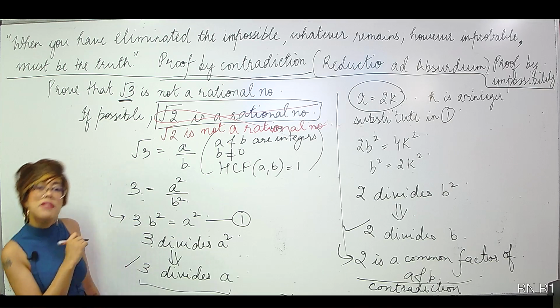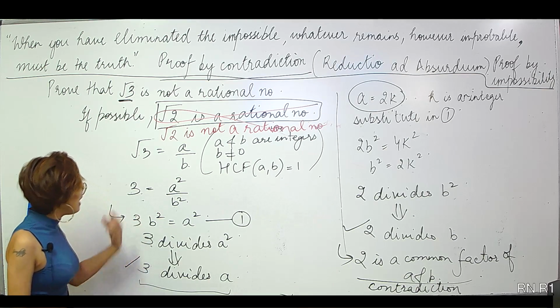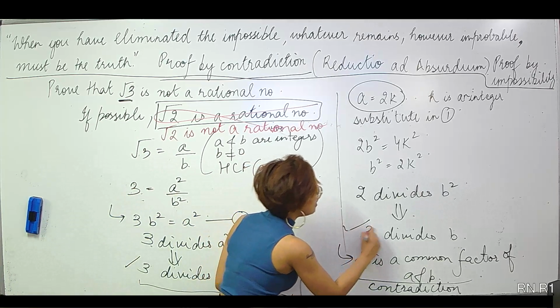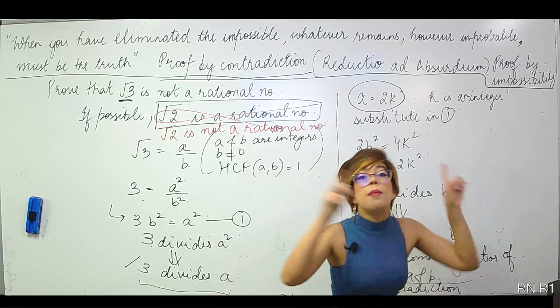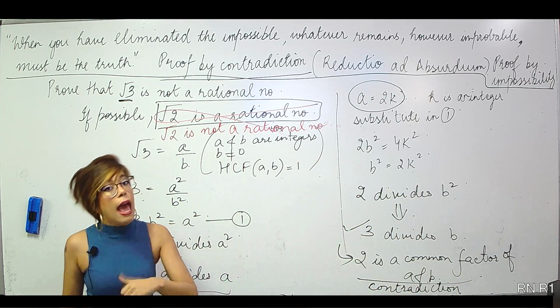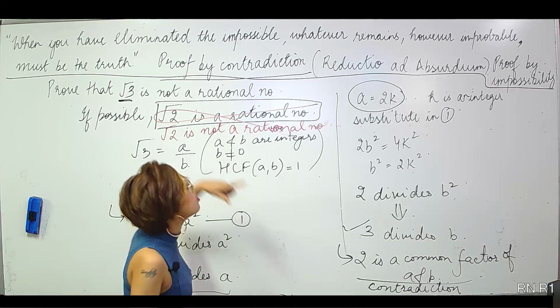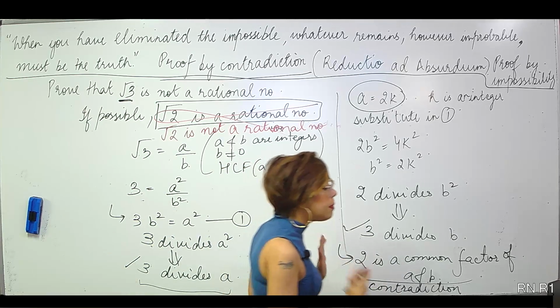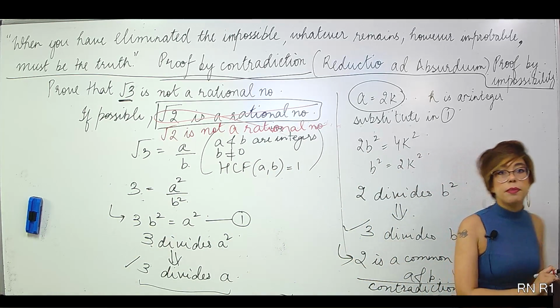Easy for me, right? Because I'm working on a blackboard. So again, you will get that 3 divides a. Same argument you will give and you will arrive at 3 divides b. That means 3 is a common factor of a and b, which is a contradiction. And the contradiction is there because your supposition was wrong. So on the same lines, I am leaving that to you. You can complete it. Right?